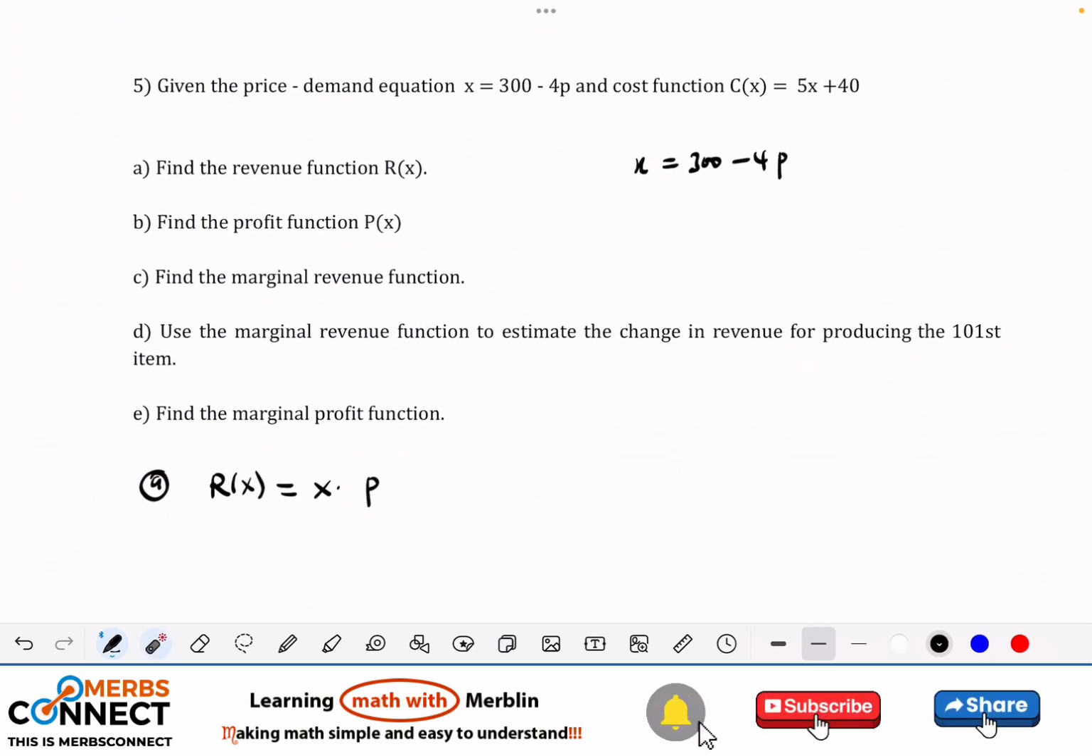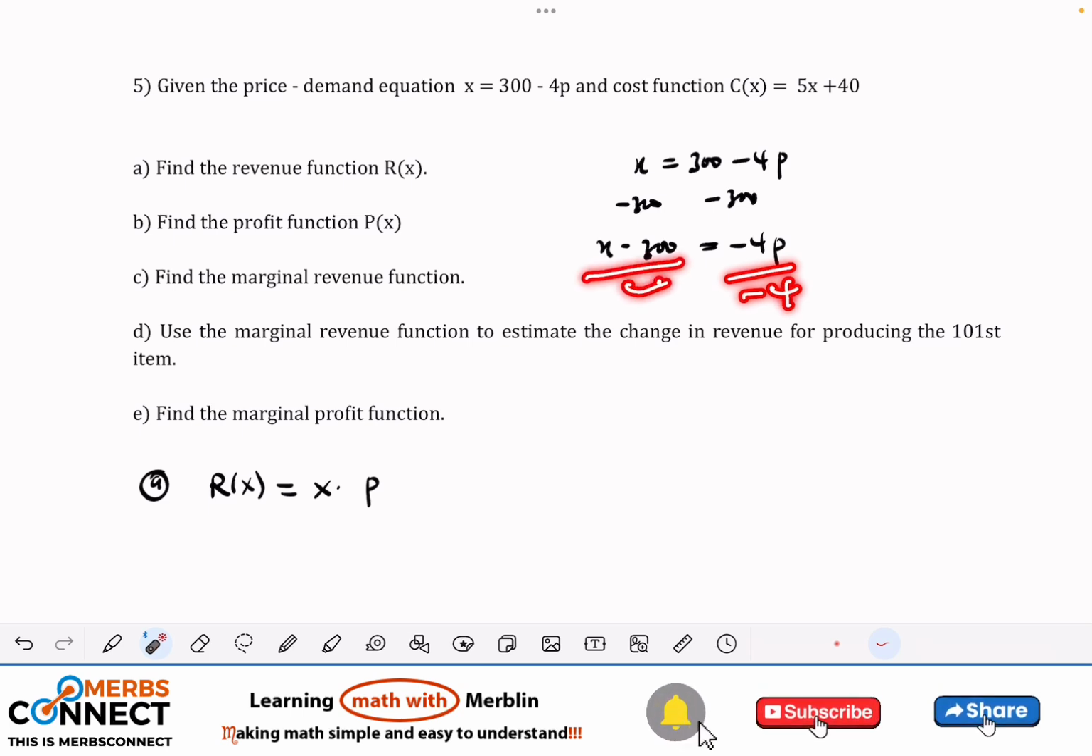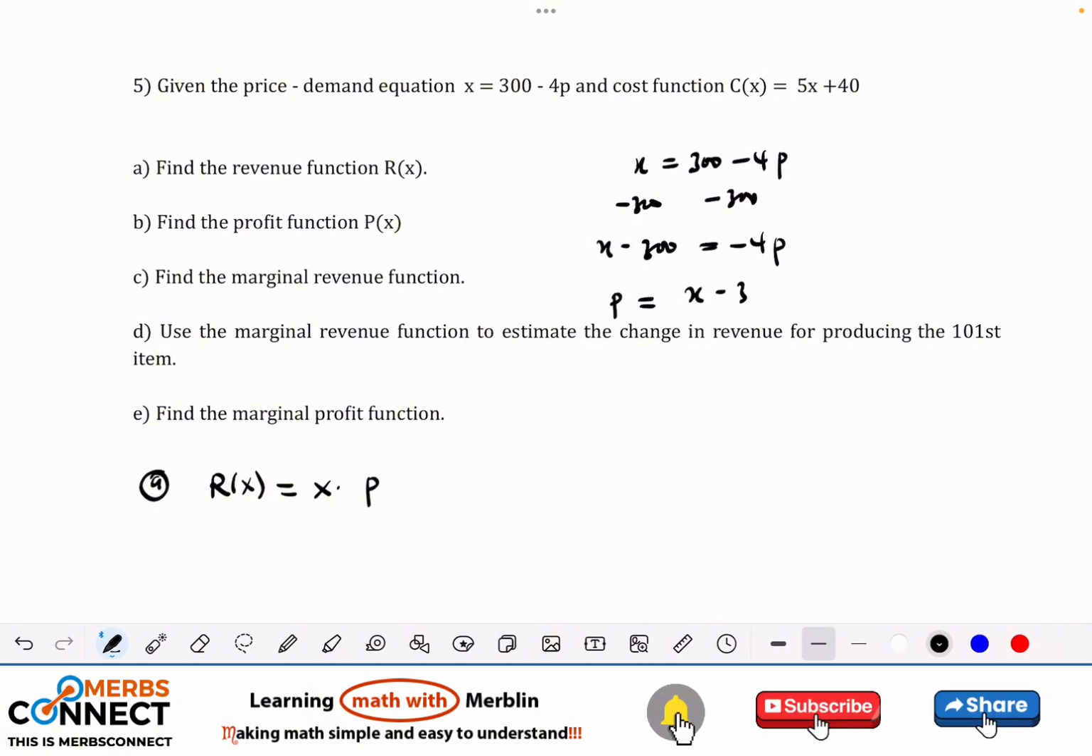So what I'm going to do is very simple. I'm going to subtract 300 here, and 300 here. So I'm going to have X minus 300, which is equal to minus 4P, because I want to make P the subject. Then the next thing I'm going to do is divide through by minus 4, divide through by minus 4. So I'm going to have P equal to X minus 300, let me bring it up there, divided by minus 4. So this is what I'm going to get at the end of the day.